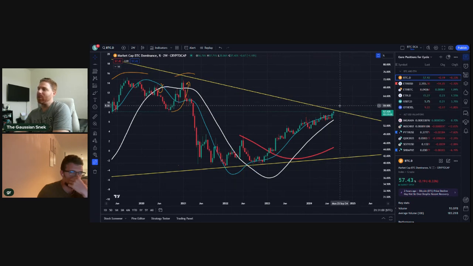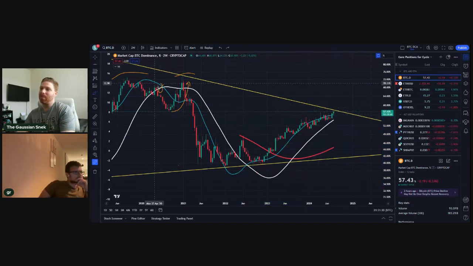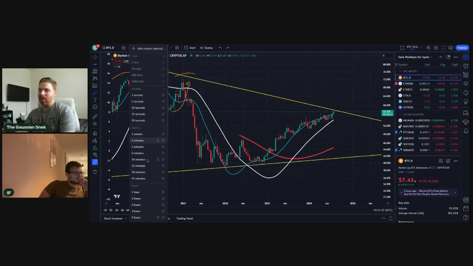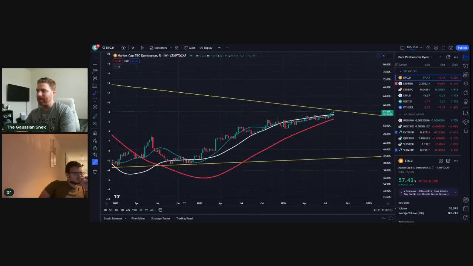One thing I did notice was that dominance has been kind of doing this thing, right? Logarithmic growth, where it's growing, but it's growing more slowly. It's kind of been hugging this 50-week, or this is actually not a 50-week. Sorry, my bad. We're on a 2-week time frame. The blue is a 100-week. The orange is a 200-week because we're on a 2-week time frame. I thought it was on a weekly time frame. This is the weekly time frame.